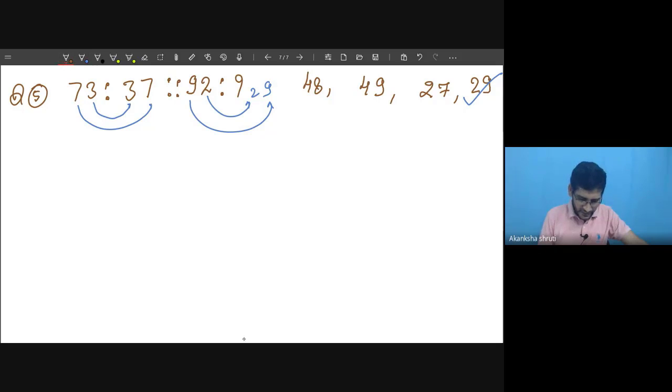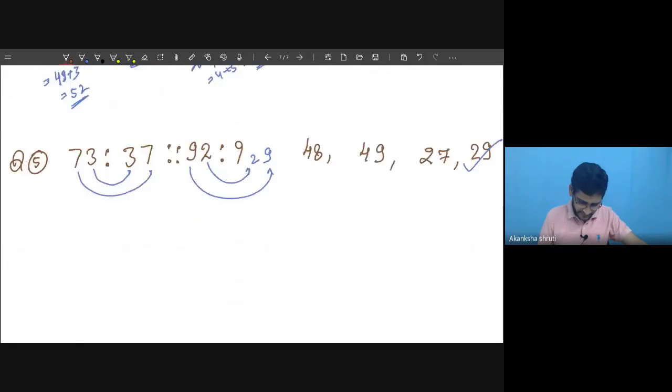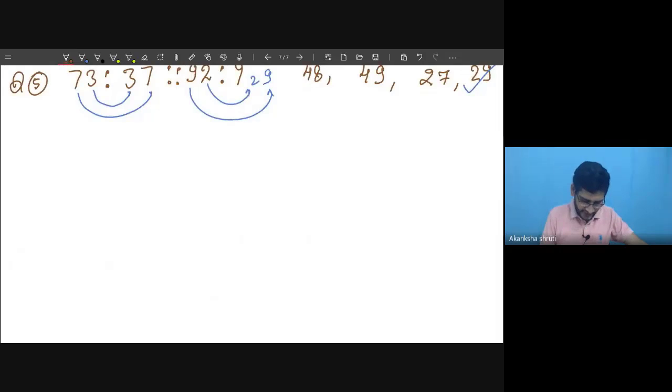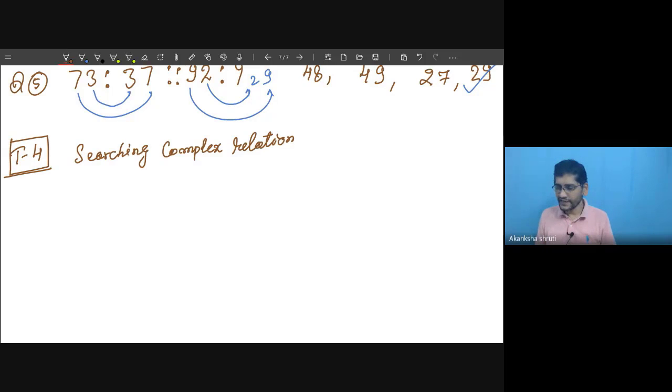The other type, let us go. This was our type 3. So let us go for type 4. That is the most important. What are the various complex relations? So searching for the complex relation. In this complex relation, you shall also think for the digits.